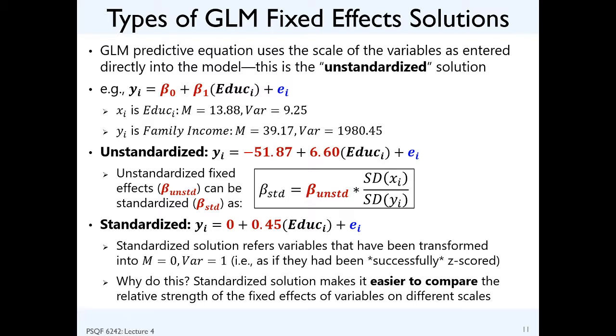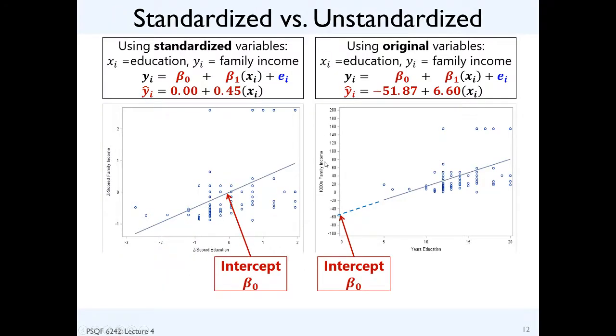I can take those raw numbers in the original metric of the variables, and I can standardize them by computing a standardized version of the slope, meaning a Pearson correlation between them with this formula, and it works out to be 0.45. So you know what a correlation of 0.45 means. You don't necessarily know what a slope of 6.6 means. Bang. So here's a picture.